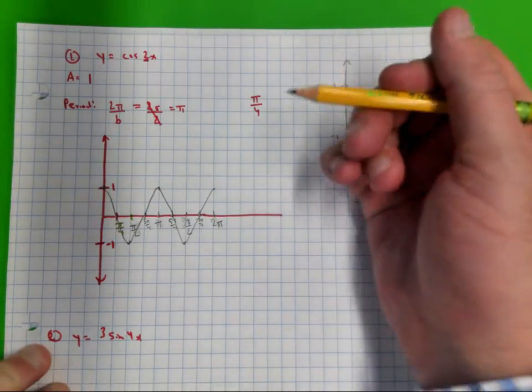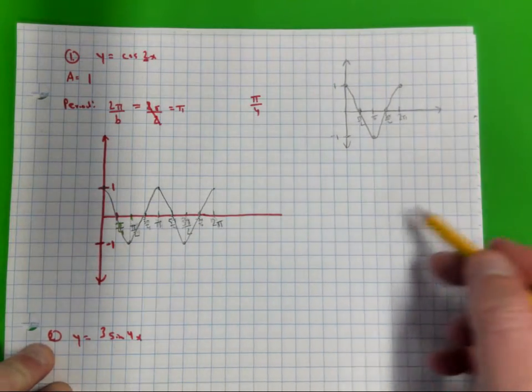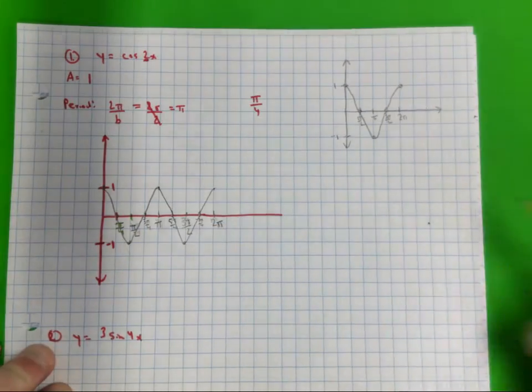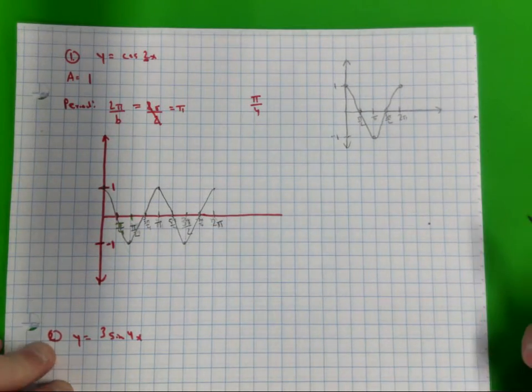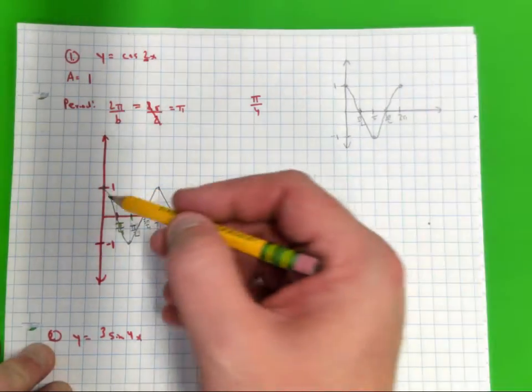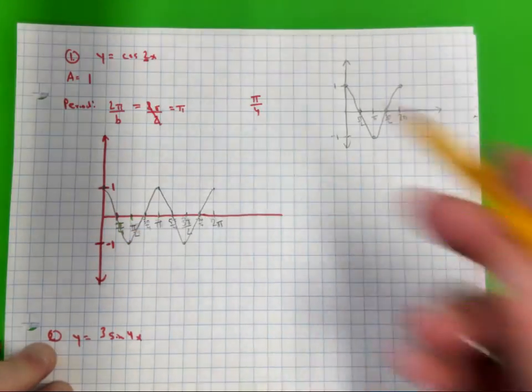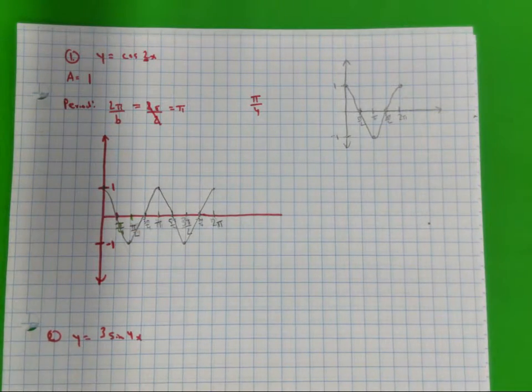Now, of course, this thing keeps going and going and going, oscillating back and forth. So your domain is all real numbers. Your range will be from -1 to 1, the amplitude.